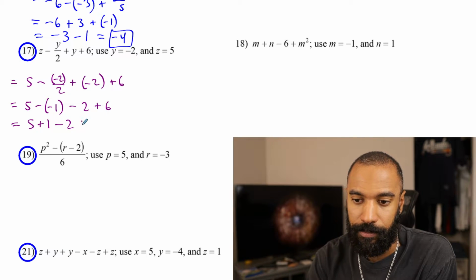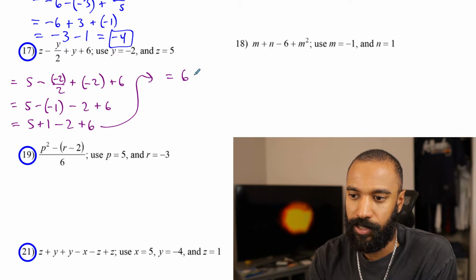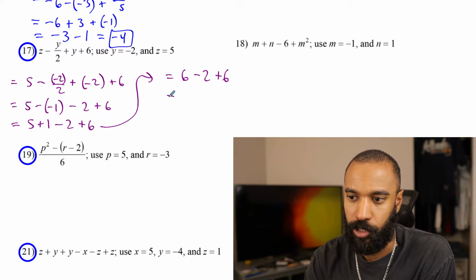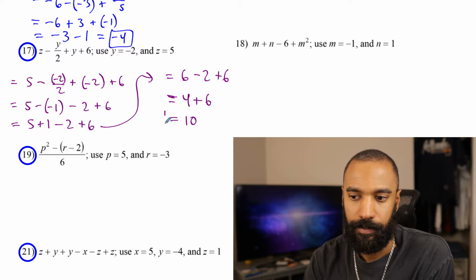Keep in mind minus a negative. And let's go and clean this up slowly. 5 plus 1 is 6. 6 minus 2 is 4. And 4 plus 6 is 10.